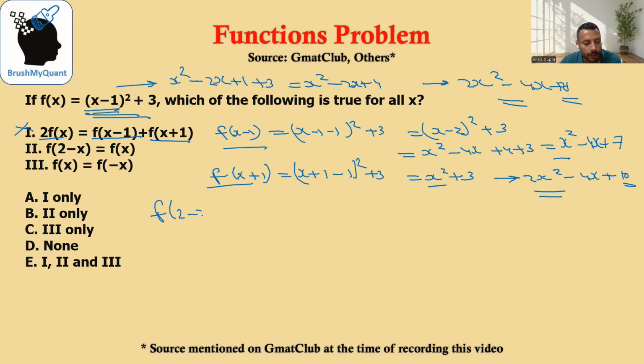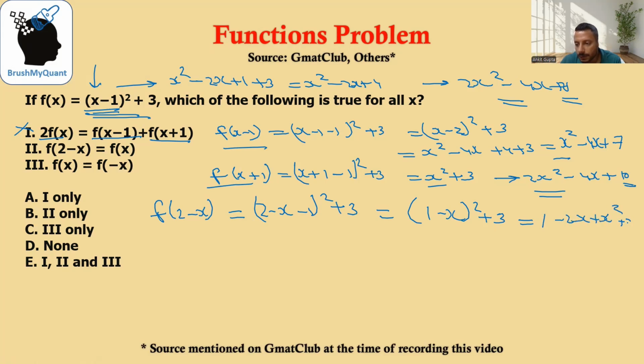So f of 2 minus x will be equal to, replace x with 2 minus x. So 2 minus x minus 1 whole square plus 3, which is equal to 1 minus x whole square plus 3, which is equal to 1 square, which is 1, minus 2x plus x square plus 3, or equal to x square minus 2x plus 4. And this is also equal to x square minus 2x plus 4. That means option number 2 is correct.